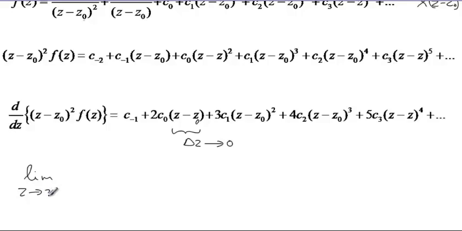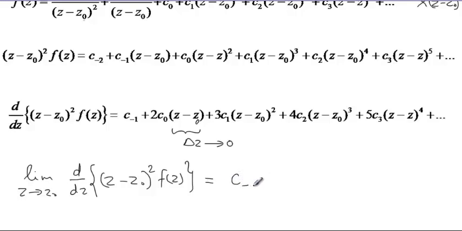the limit as z goes to z0 of d/dz of z minus z0 squared multiplied by f(z). At this moment, there's not much we can do here, otherwise we can just have this as a placeholder of the expression, because we cannot differentiate here. We calculate the limit on both sides, and as delta z tends to 0, we'll see that the limit here is going to be c sub minus 1, which is our residue.